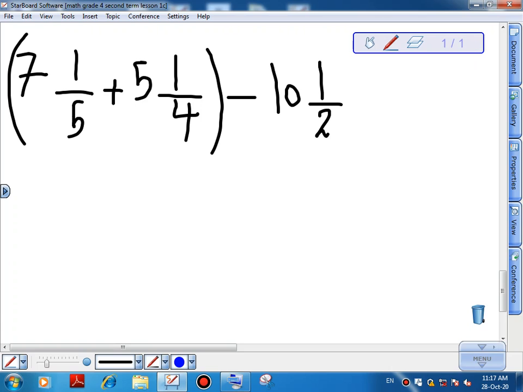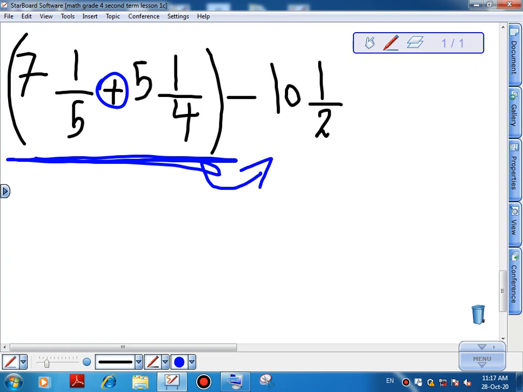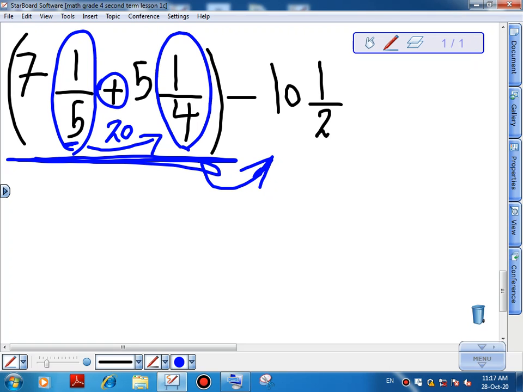How? We first make this bracket. This bracket is just adding these fractions. Then after that, subtract 10 and a half. Okay? The first one, 7 and 1/5 plus 5 and 1/4. We have different denominators, 4 and 5. We first search for the lowest common multiple. Just multiply 5 times 4 equals 20. We need to change this fraction to have a denominator equal to 20, and this fraction to have the denominator equal to 20.